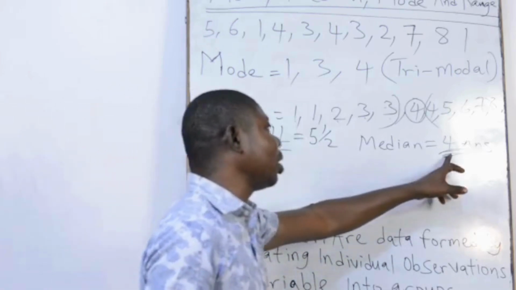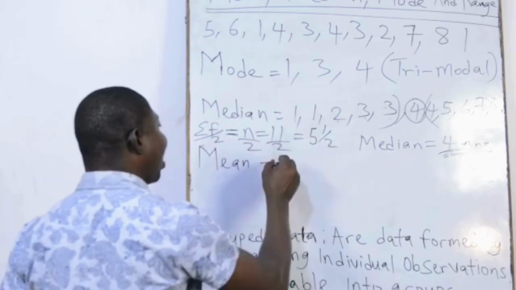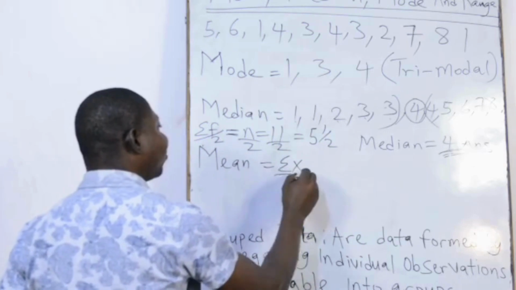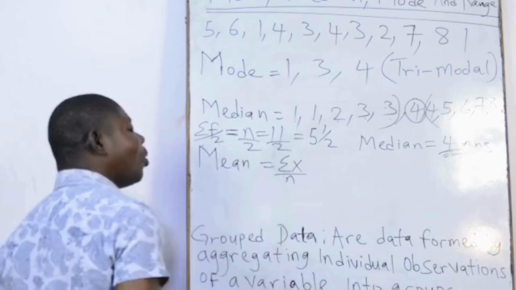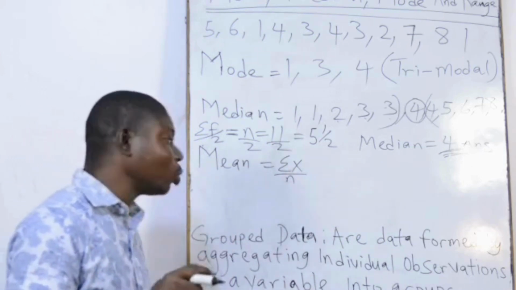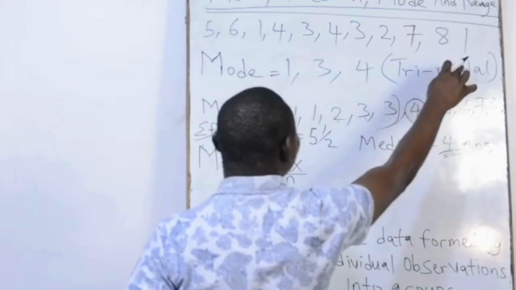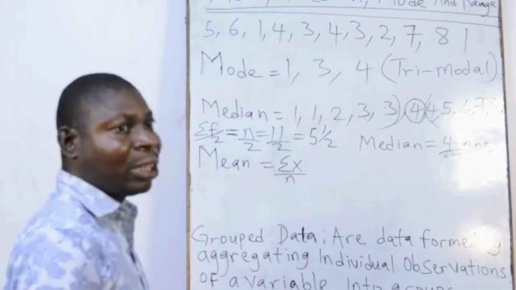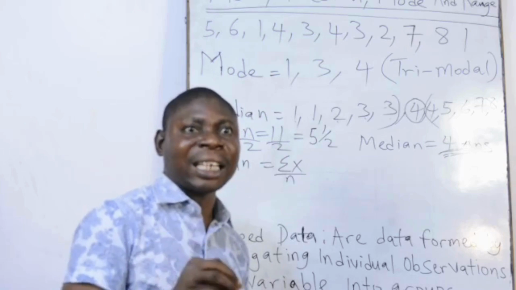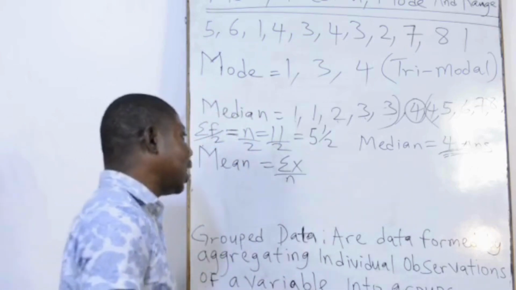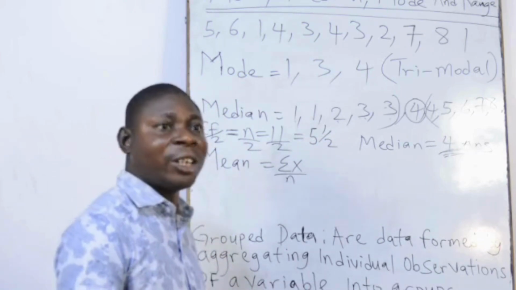So our answer will be 4. So our median will be 4. Then the mean. You know the formula for mean from before: summation x over n. I told you the meaning of summation is addition. Every value here is x, which we call data. The symbol for data is x. Another name for data is information or observation.